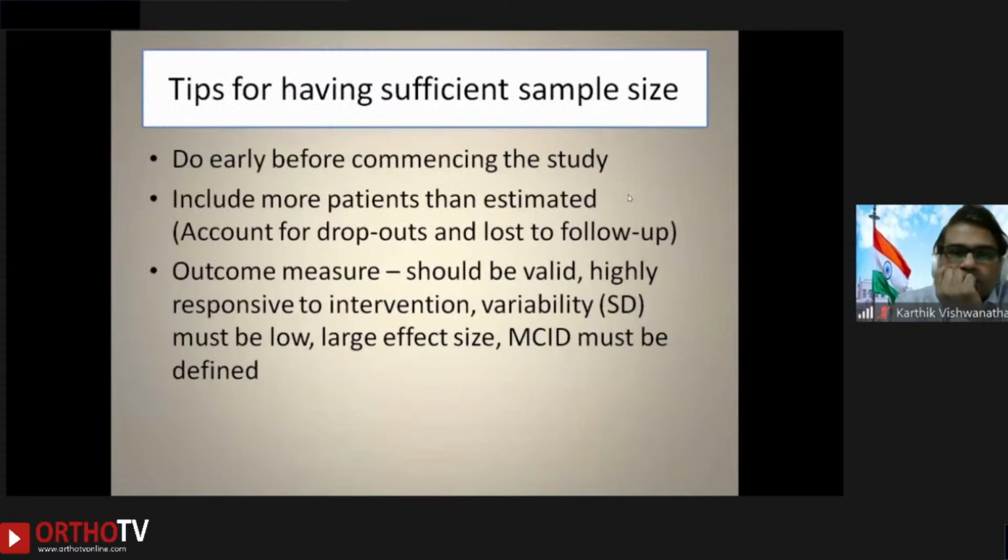You have to do the sample size calculation early in the study. Then you also have to account for the fact that there may be patients lost to follow-up, or attrition will be there. So you have to overestimate your sample size by at least 15 to 20%, so that even if you have loss of patients, the study doesn't become underpowered. The outcome measure you use should be valid and has to be highly responsive. Okay, and the variability also should be low. So the choice of outcome measure is very important.